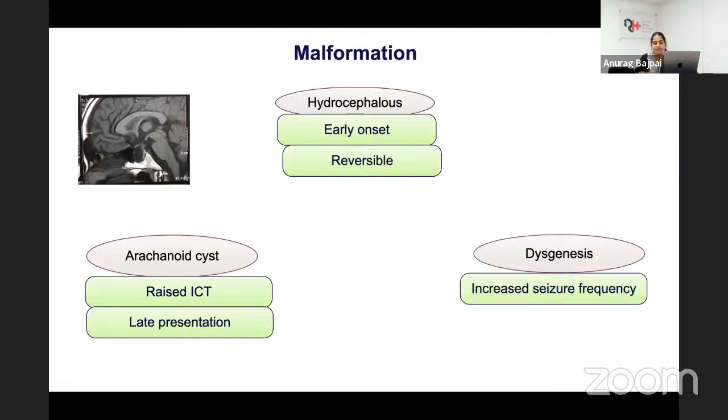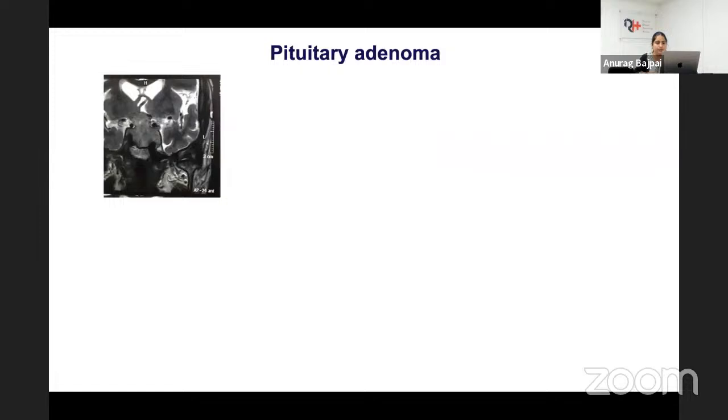In the dysgenesis, here, with the increase in the vaginal bleeding, there is an increased seizure frequency, and the patient has intellectual delay in case of dysgenesis. The pituitary adenoma, we all know that if it is any gonadotropin secreting pituitary adenoma, then there will be the continuous secretion of the gonadotropins, which will desensitize the gonadotropins.